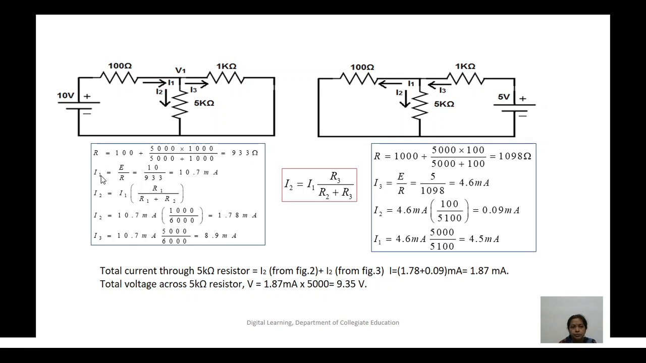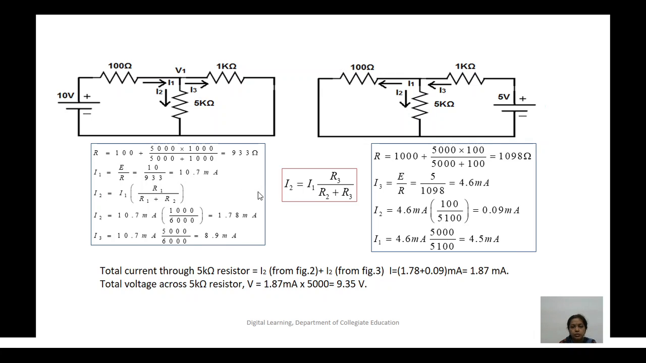So main current I1 is equal to E by R. E is the EMF of the battery. R is the effective resistance. So 10 divided by 933, 10.7 milliamps is the main current. So we'll find the branch currents I2 and I3.